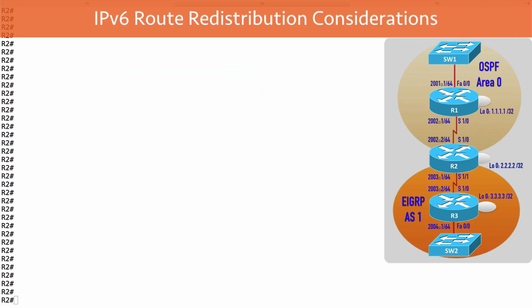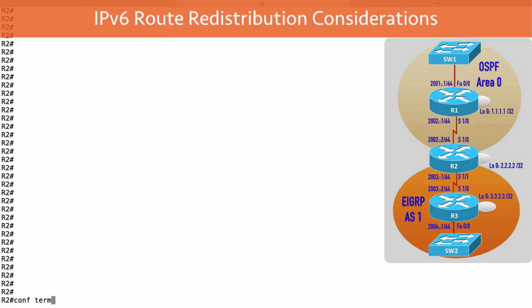And to demonstrate a mutual route redistribution configuration for IP version 6, let's go to router R2. Here on router R2, let's set up mutual route redistribution for IPv6 between OSPF and EIGRP, specifically, OSPF version 3 and EIGRP for IPv6. I've already got those routing protocols configured on routers R1, R2, and R3. Now let's configure route redistribution.